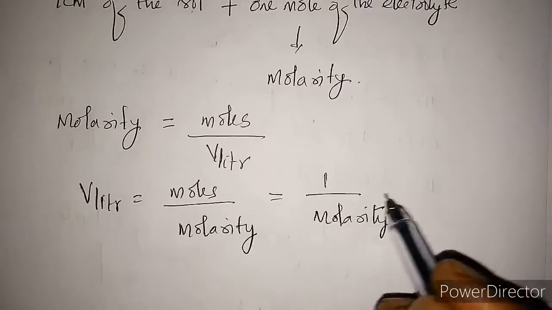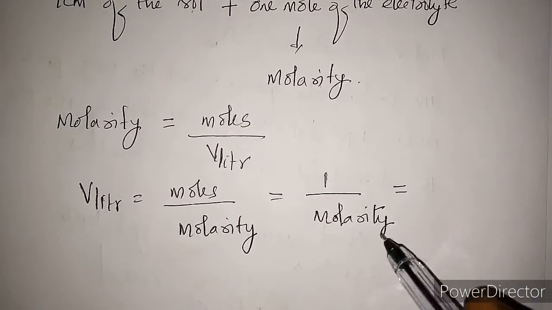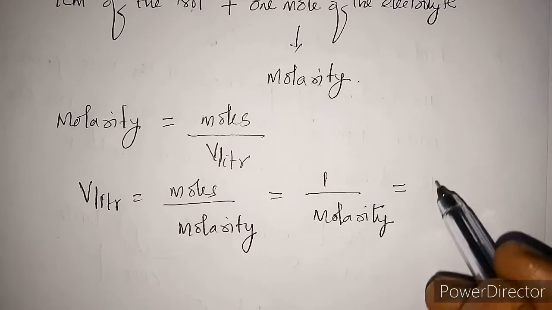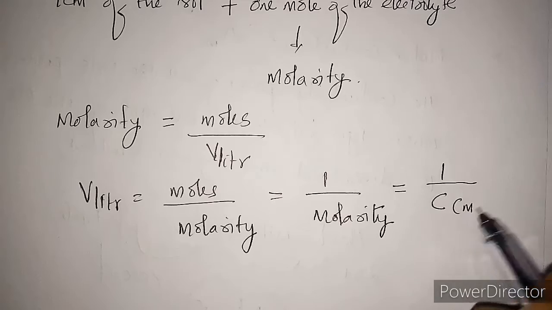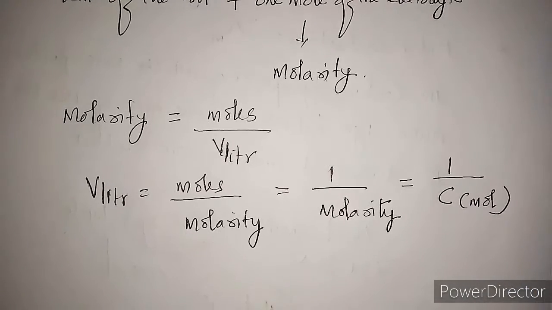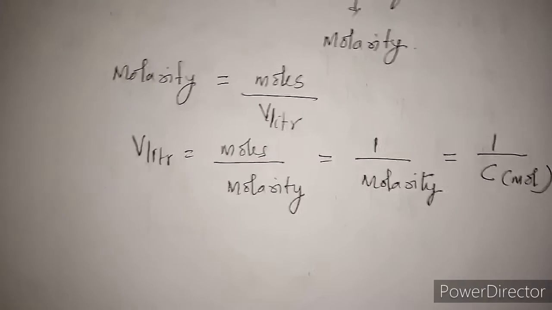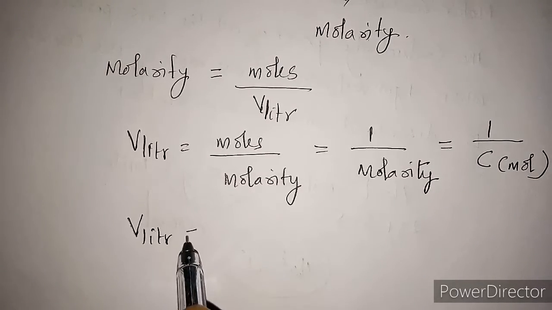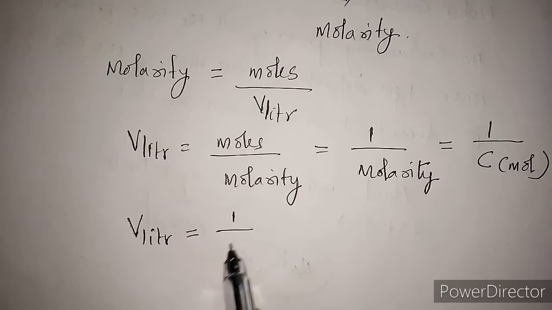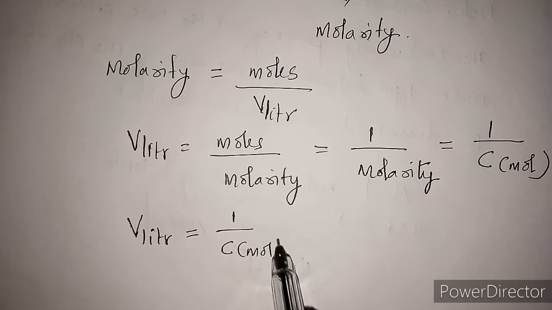So molarity is a concentration, a parameter to express the concentration. What we can do is put a C. So this is molarity, 1 by C. Now this is V liter, and this is 1 by C mole.